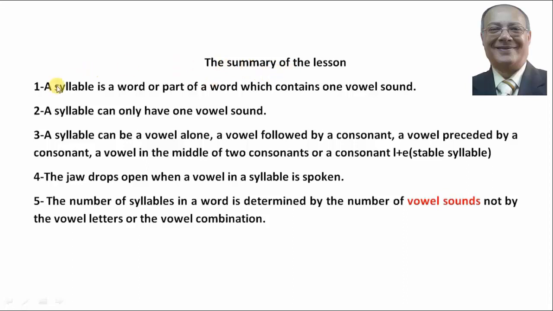The summary of the lesson. A syllable is a word or part of a word which contains one vowel sound. A syllable can only have one vowel sound. A syllable can be a vowel alone, a vowel followed by a consonant, a vowel preceded by a consonant, a vowel in the middle of two consonants, or a consonant plus L plus silent E. This type is called a staple syllable. The jaw drops open when a vowel in a syllable is spoken. The number of syllables in a word is determined by the number of vowel sounds, not by the number of vowel letters or vowel combinations.